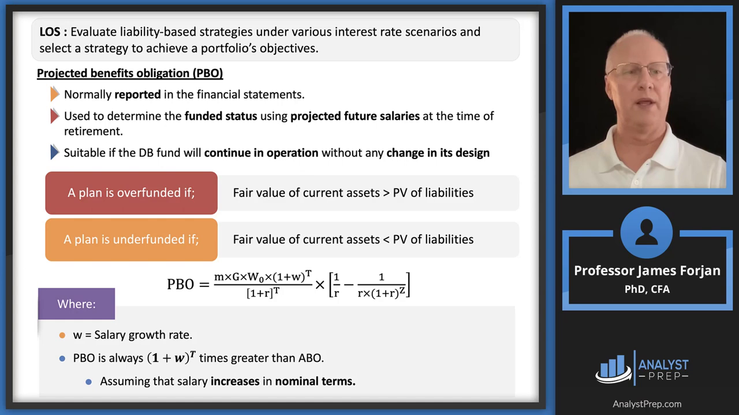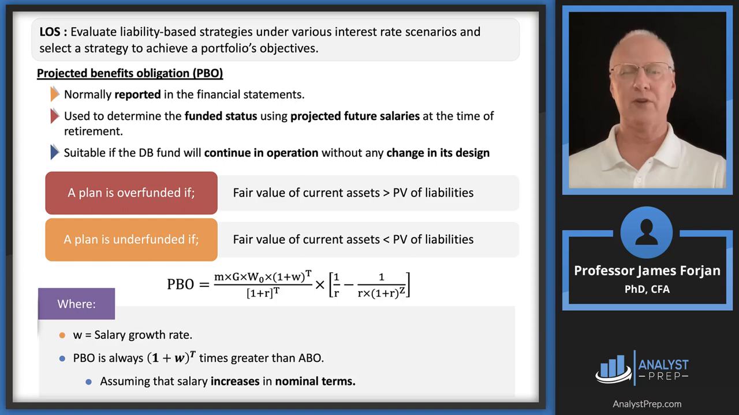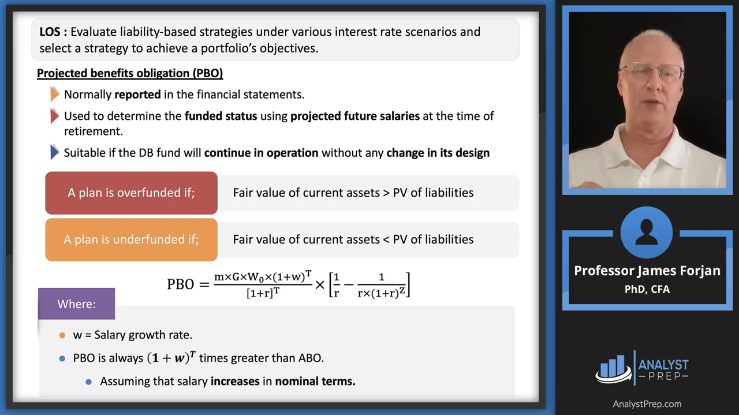But notice the only difference between this formula here and that formula there occurs in the numerator on the left-hand side of the multiplication sign right after the current wage. We're going to multiply this by 1 plus w, that's a lowercase w, which is the expected growth rate in salaries, and we're going to raise that to the t, which is the number of years remaining until the employee expects to retire. So that's pretty much the difference between PBO and ABO right here.